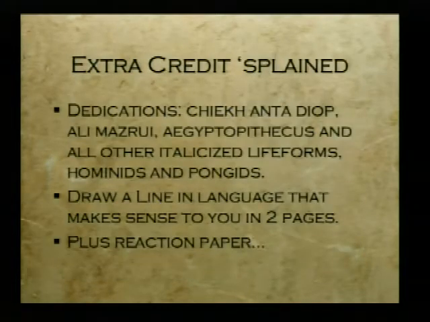So for example, Cheikh Anta Diop and Ali Mazrui, two African historians who are actually African, Egyptopithecus, and all other italicized life forms, hominids and pongids. Basically, what I want you to do is draw a line in language that makes sense to you in two pages. And also, next week, the reaction paper is due too. Right?